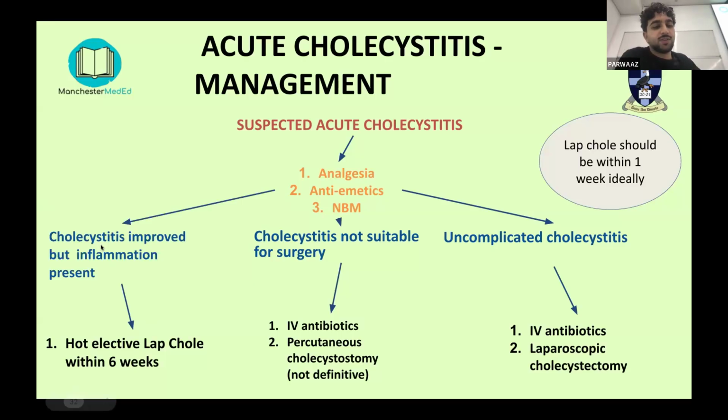The third scenario is if it's improved, but the inflammation's still there. So some patients you can delay quite a while, about 6 weeks, and it's called a hot lap chole. These can usually get organized later on to be done electively. Essentially, if it's gotten better, but there's still some inflammatory markers there, then you can do a lap chole in 6 weeks.